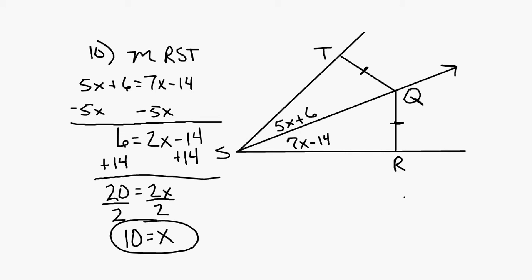If 10 is equal to x, they're asking for the measure of this angle, R to S to T, the entire angle. So you take the 10 and you substitute it into either of these expressions. So what's 5 times 10, plus 6? So this angle is 56. These angles are congruent. So the bottom is 56. So the entire angle is 112 degrees.